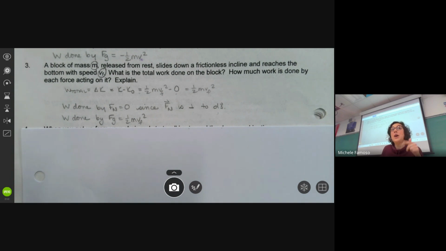And what component of gravity is doing the work? Only the parallel component is doing it. The perpendicular isn't going to do it, but it doesn't matter. The parallel and perpendicular together make up the force of gravity.